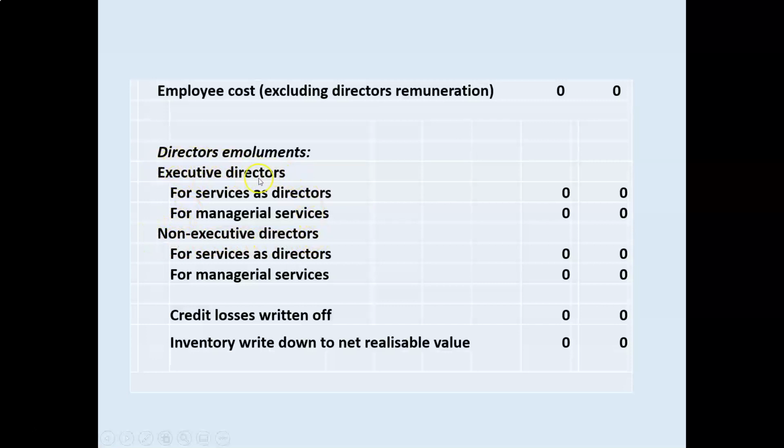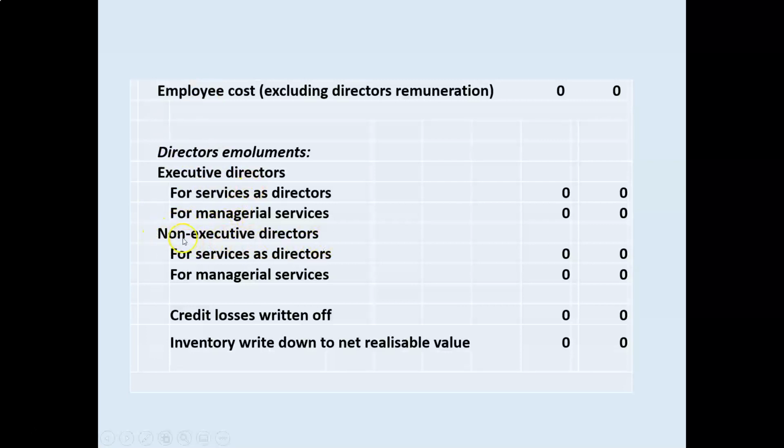Now, an executive director is typically somebody that also is involved in the day-to-day business activities. Like, for instance, the financial director. He is also performing a role, he's got a full-time job at the entity that you're going to report on, and he fulfills that role on a full-time basis. So therefore, he's an executive director.